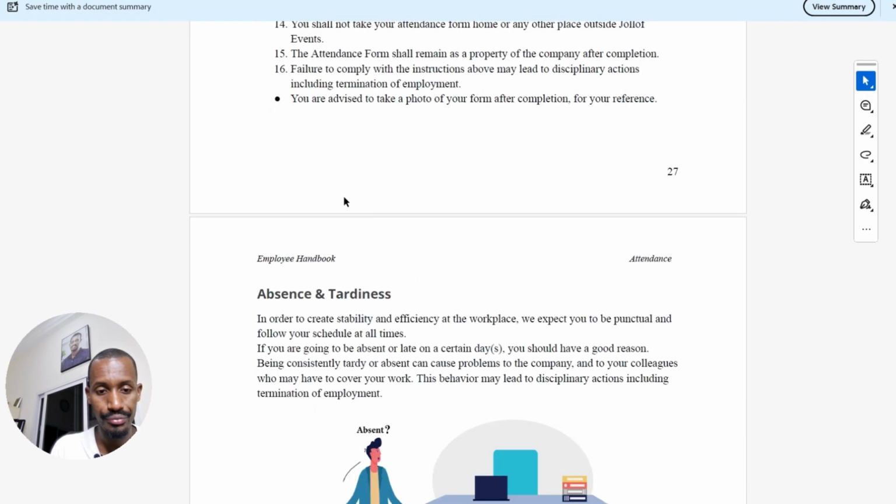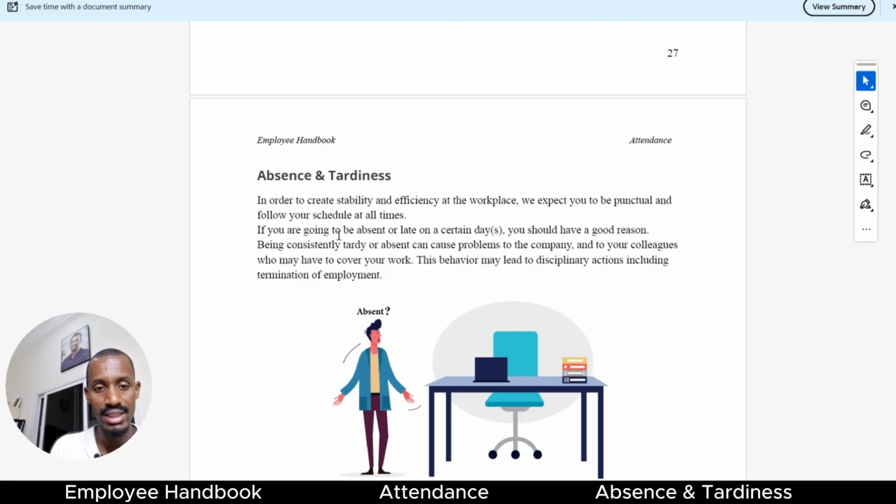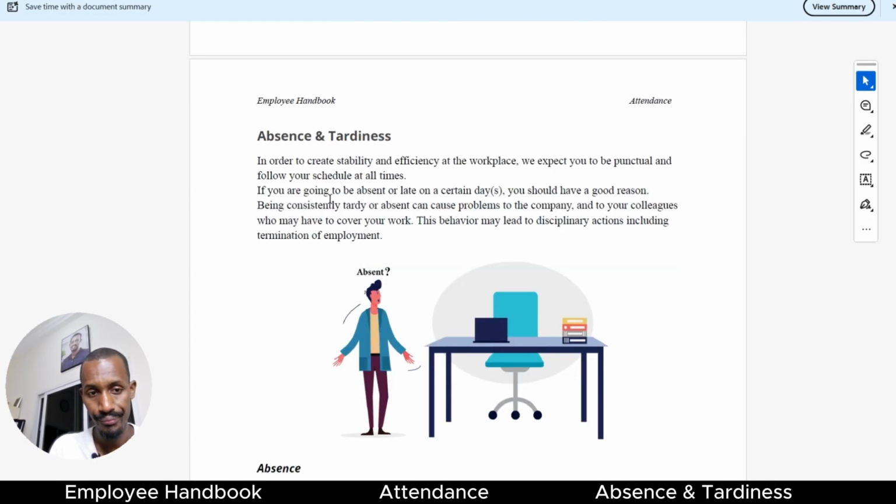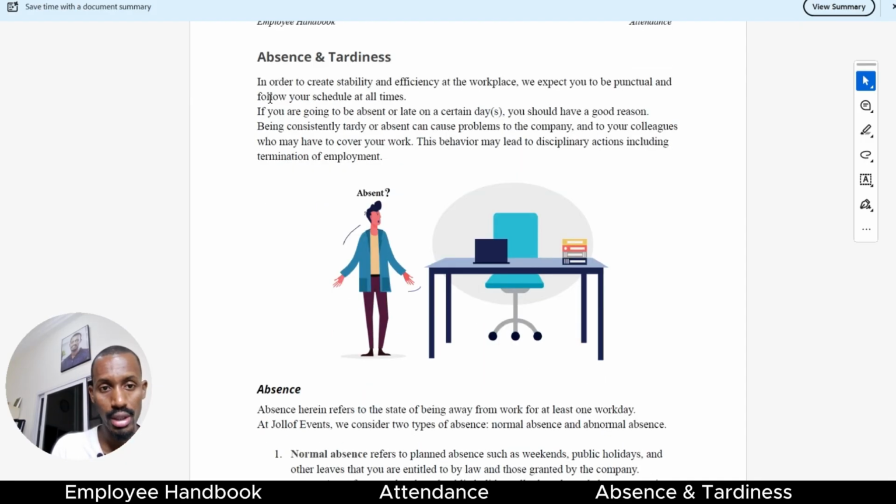So let's talk about attendance, absence and tardiness. In order to create stability and efficiency at the workplace, we expect you to be punctual and follow your schedule at all times. If you are going to be absent or late on a certain day or days, you should have a good reason for doing so. Being consistently tardy or absent can cause problems to the company and to your colleagues who may have to cover your work. This behavior may lead to disciplinary action, including termination of employment.